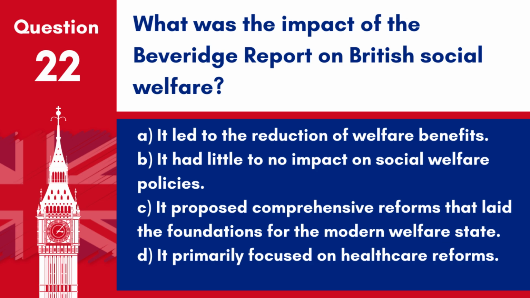Question 22. What was the impact of the Beveridge Report on British social welfare? A. It led to the reduction of welfare benefits. B. It had little to no impact on social welfare policies. C. It proposed comprehensive reforms that laid the foundations for the modern welfare state. D. It primarily focused on healthcare reforms.